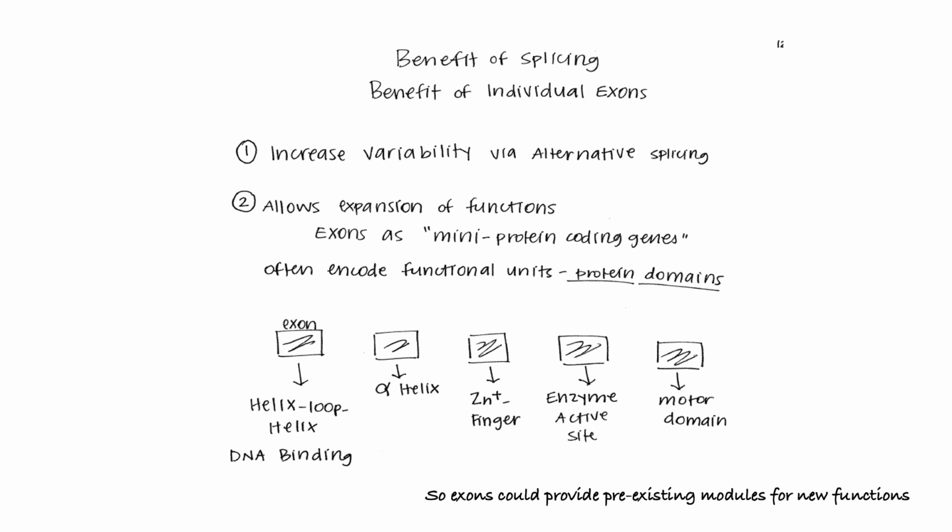I have shown below, it's an illustration, so one exon can encode a helix loop helix DNA binding domain. One can encode an alpha helix, another can encode a zinc finger, or an active site, or a motor domain of a protein. And what I told you earlier when we talked about the domains is that protein domains can be put onto other proteins in order to allow them to have new functions. Like if you put a DNA binding domain on some protein, now it becomes a DNA binding protein.